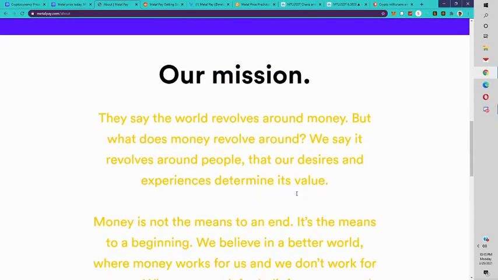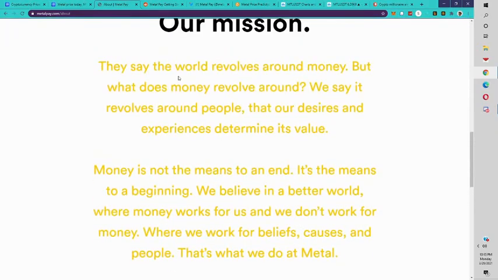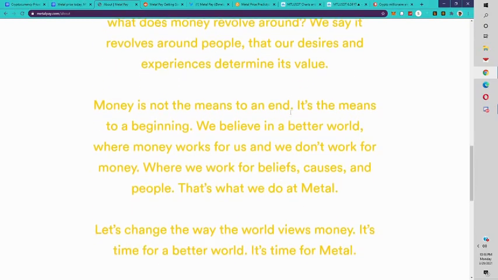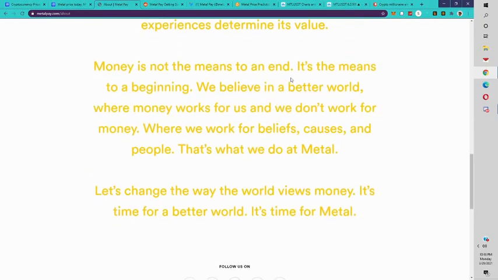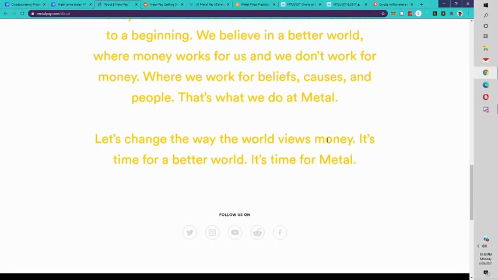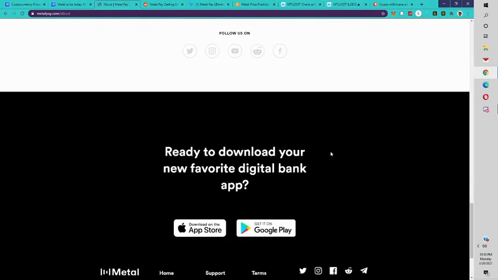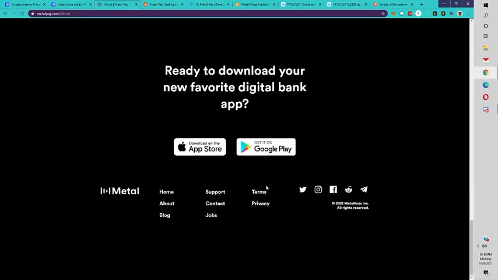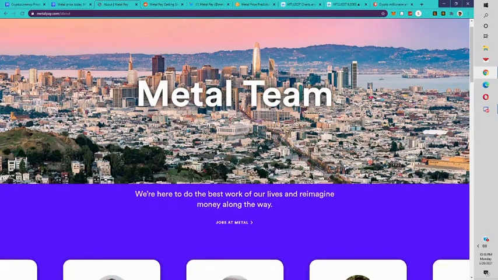We're not going to go through the team, but we're going to say their mission is: they say the world revolves around money, but what does the world revolve around? We say it revolves around people, that our desires and experience determine its value. Money is not the means to an end, it's the means to a beginning. We believe in a better world where money works for us and we don't work for money. We work for beliefs, causes, and people. That's what we do at Metal. Let's change the way the world views money. It's time for a better world. It's time for Metal. So that's really, really cool. Let's check out what's been going on and why there's been so much hype around Metal lately.